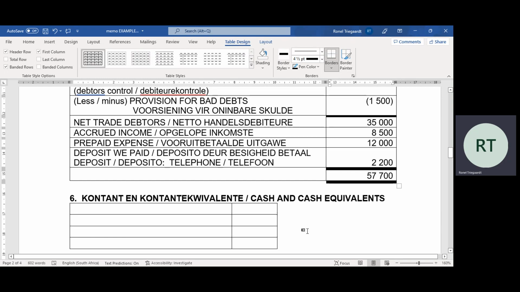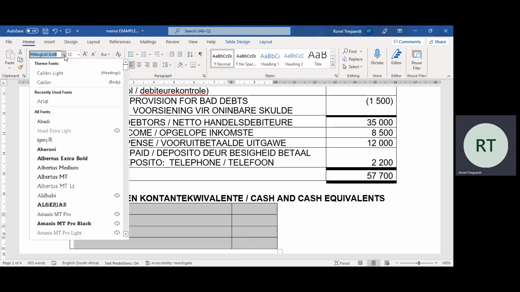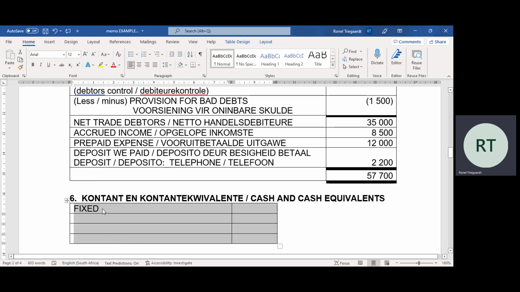So watter een gaan heel eerste hier wees? Kom ons dink nou eerste. The fixed deposit that's going to mature. That part of the fixed deposit that will mature this year will soon be in our account. So I'm going to start with that. Fixed deposit. Ek wil ander skrif, ek kan nie van die skrif hê. Dis nie 'n mooi skrif nie. Fixed deposit.